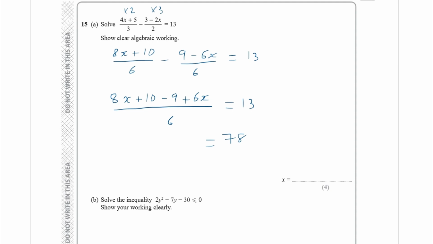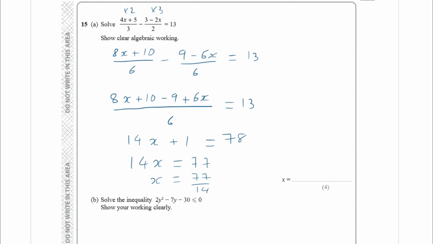So that's nice. And then 8x plus 6x. So 8 plus 6 is 14x, and 10 minus 9 is a positive 1 here. So I can move this positive 1 to the other side and say 14x is equal to 78 minus 1, which is 77. And it's interesting to note that 14 has a 2 and a 7, and 77 has a 7 and an 11 inside. So I can say x is equal to 77 over 14.